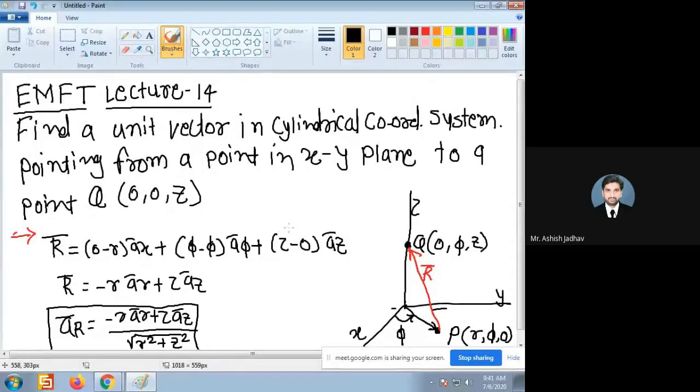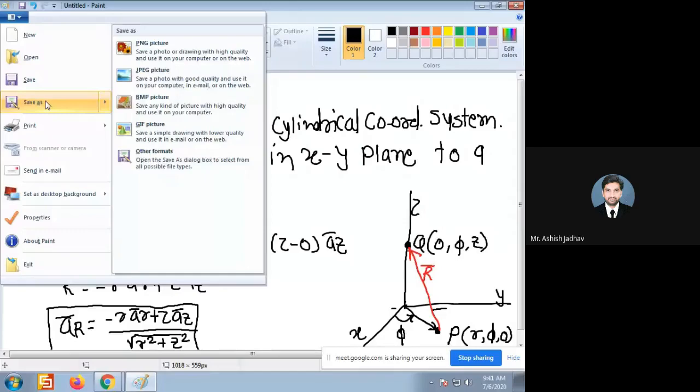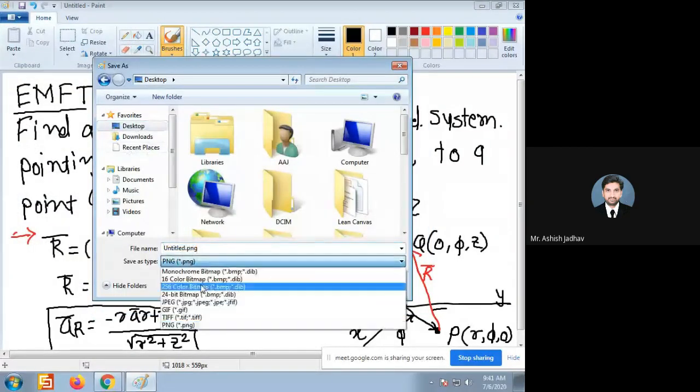So let us take a new example. It is a little bit complicated. So you can consider this is a 6-mark question actually being asked in university examination, right? So let me save this.